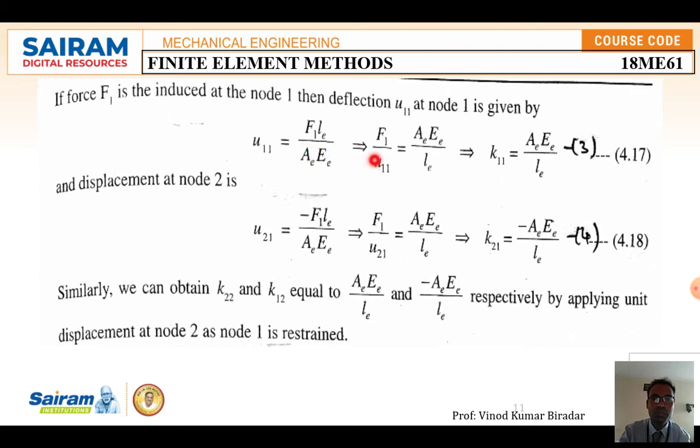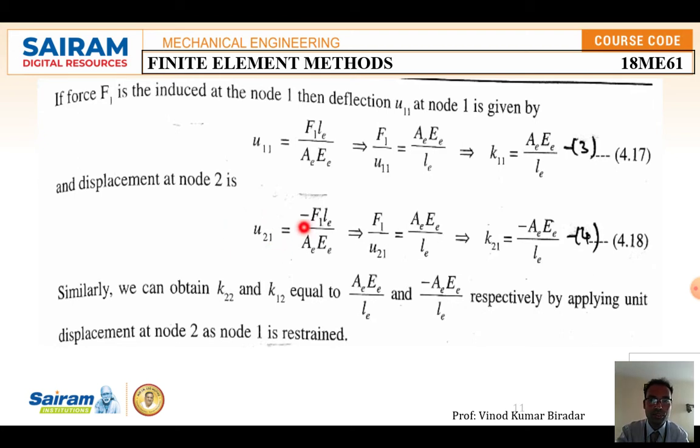Again you simplify this. The force you have is u1 times k11, which is equal to AE by L1. So this is equal to k11, this is the value you are going to get. Give it equation number 3. Similarly, at node number 2, in the opposite direction, for the equilibrium position f1 plus f2, so f1 is equal to minus f2.